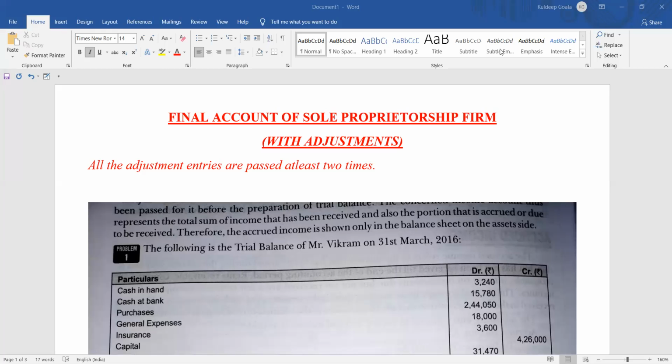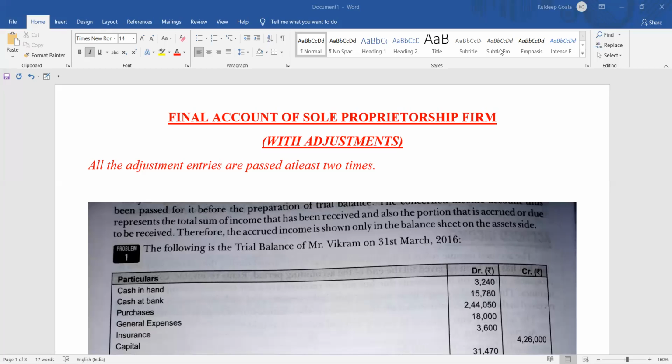Today we are going to start our new chapter, that is financial account of sole proprietorship firm with adjustment. In earlier few classes, I have already given a table where certain adjustments were given, and here I'm going to explain how the adjustments will appear. We are going to explain one by one.